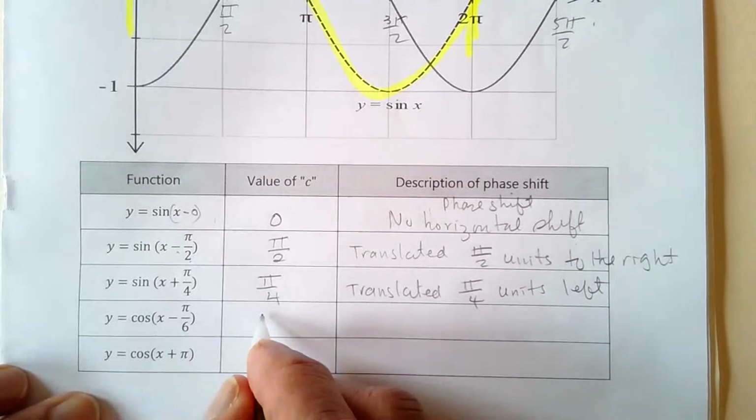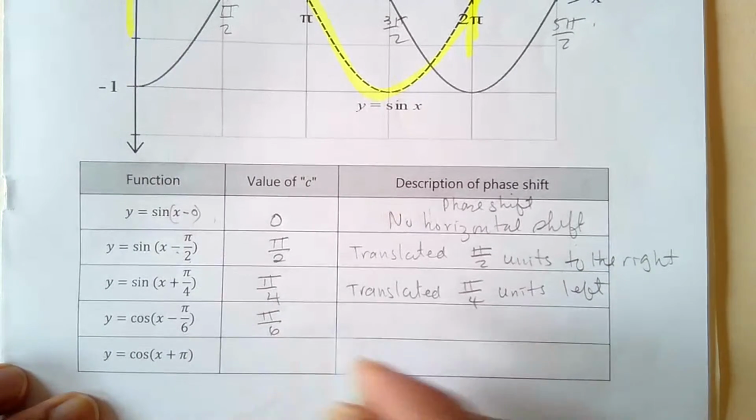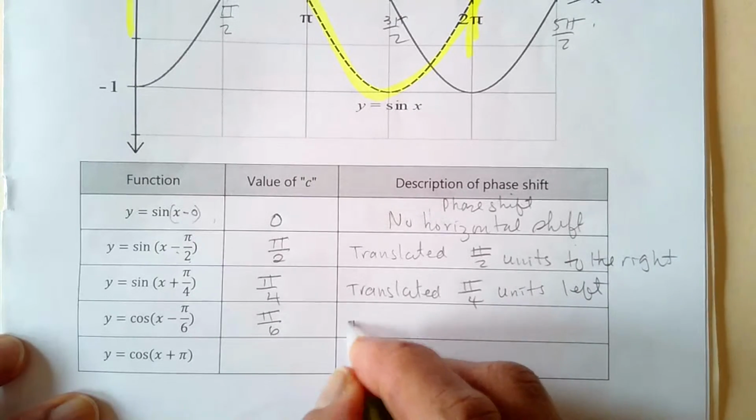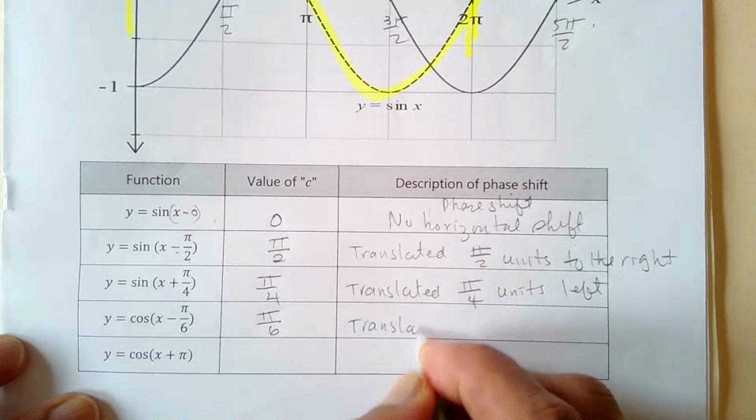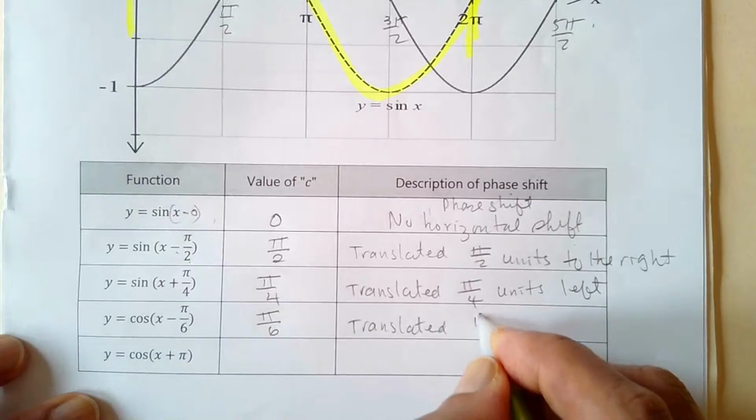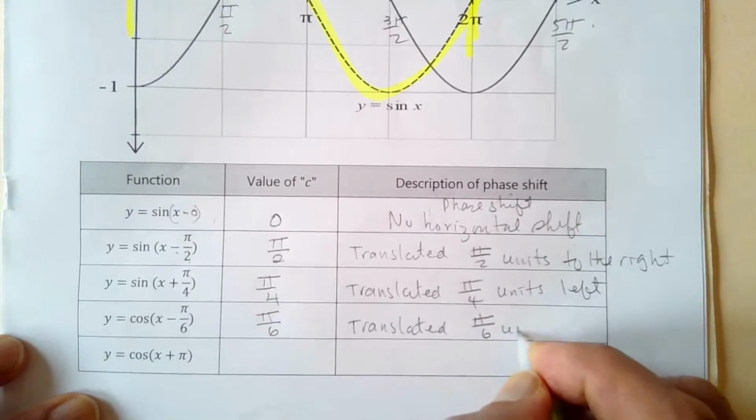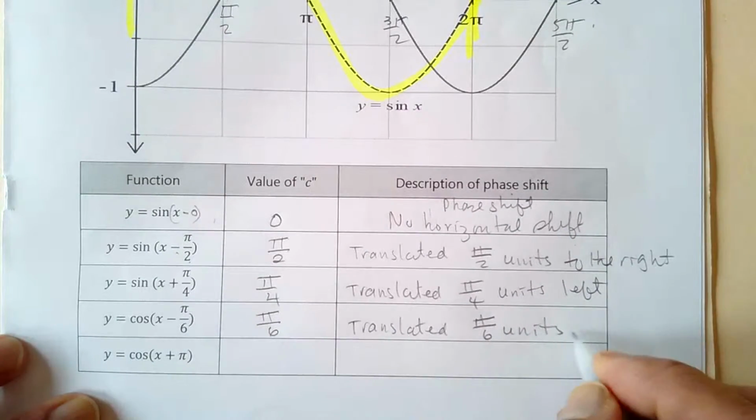Now, the c here is pi over 6. It doesn't matter if it's cos or sine. So this is translated pi over 6 units right.